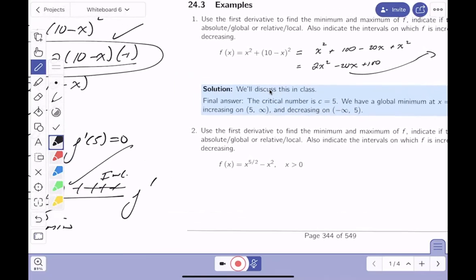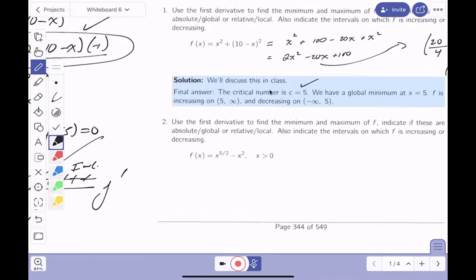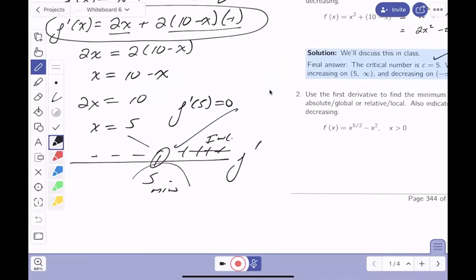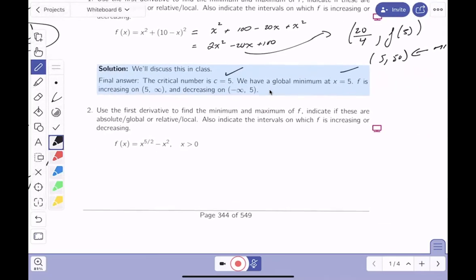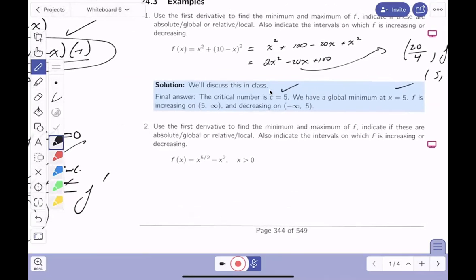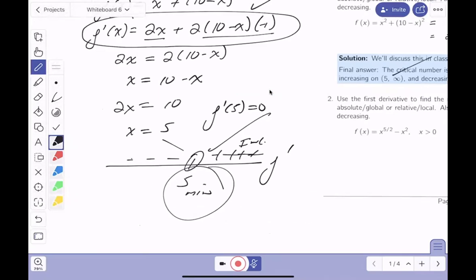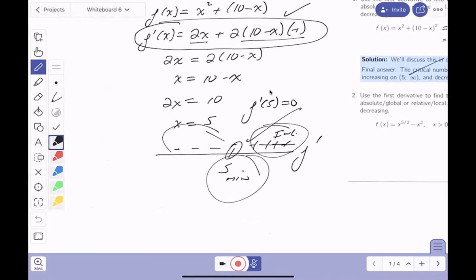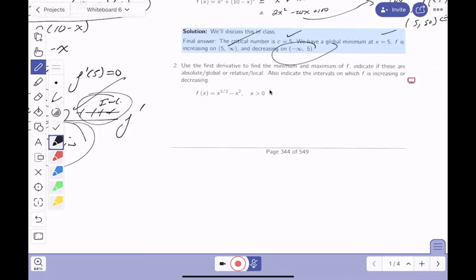And it says, we'll discuss this in class. It says the critical number C equals 5. I got that part. A global minimum occurs at x equals 5. I did mention that to you over here. And again, in the picture from the pre-calculus, I know that as well. It's increasing on 5 to infinity. That's indicated over here. And it's decreasing on minus infinity to 5. And that's indicated over here. I'll put down decreasing, by the way. All right. Let's go to the next question.